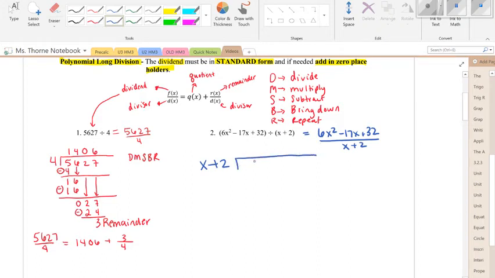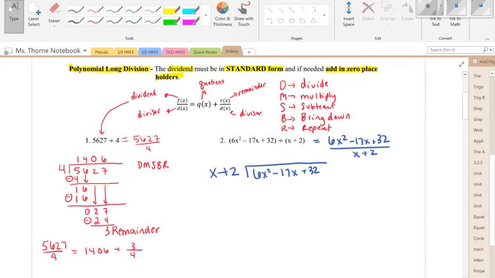Then the dividend goes underneath our sign. So this would be 6x squared minus 17x plus 32. And remember before I noted up here that the dividend must be in standard form. So that means that in this case, standard form, you start with the highest power term of x and go in descending order and add in 0 placeholders if needed. So for this one, notice we have a degree 2 term, a degree 1 term, and a degree 0 term when you don't have an x. So that means this is in standard form and I'm not missing any 0 placeholders.